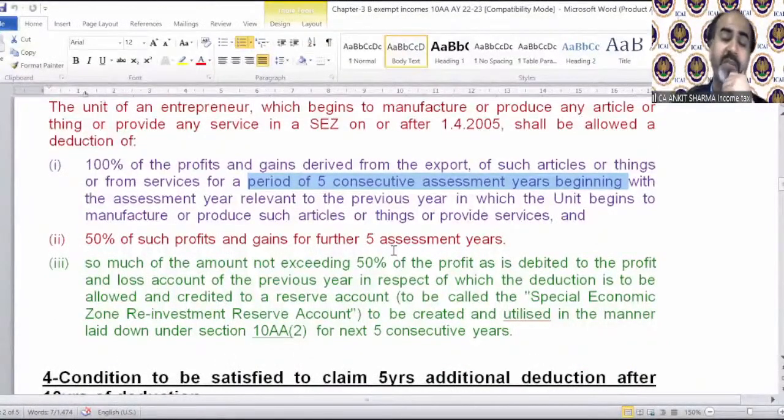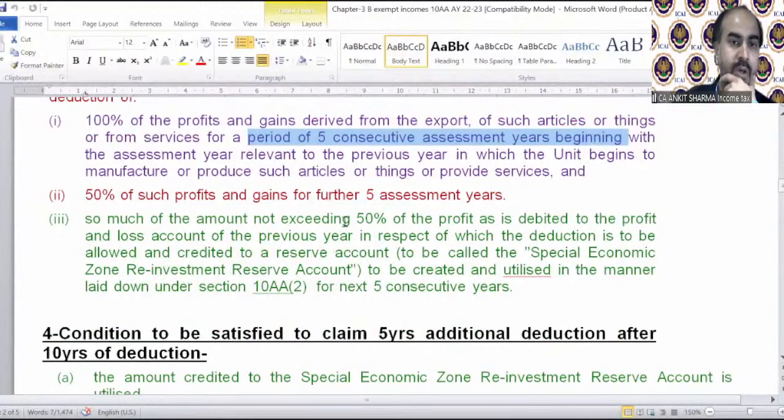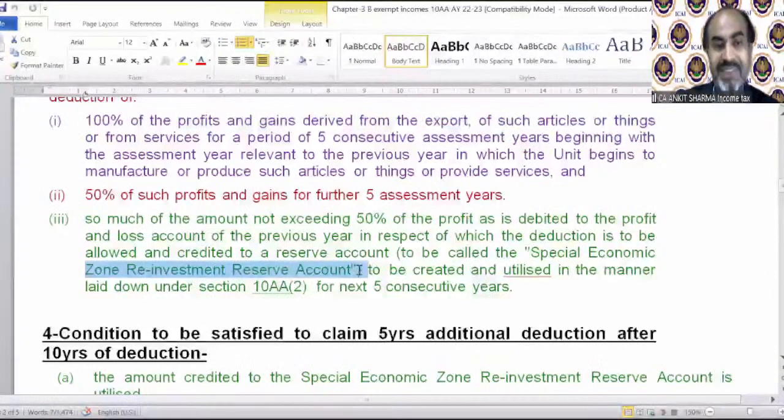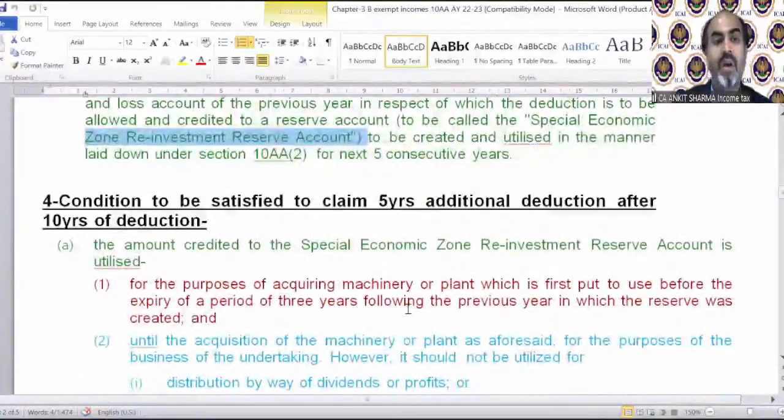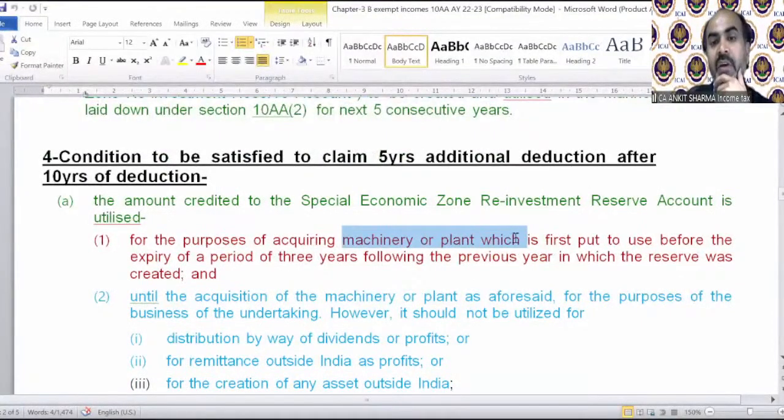50% of profit for the next 5 years, and this 50% is important. 50% of the profit as is debited to the profit and loss account of the previous year in respect of which the deduction is to be allowed, and credited to the reserve account, that is called the Special Economic Zone Reinvestment Reserve Account, SEZ-RRA. I have written down SEZ-RAR, you should read it like this, this is the correct name, SEZ-RRA account, to be created and utilized in the manner laid down in section 10AA(2) for the next 5 consecutive years. Condition to be satisfied to claim the 5 year additional deduction: the amount credited to the Special Economic Zone account is utilized for the purchase of, as I told you, machinery or plant, which is first put to use before the expiry of a period of 3 years.